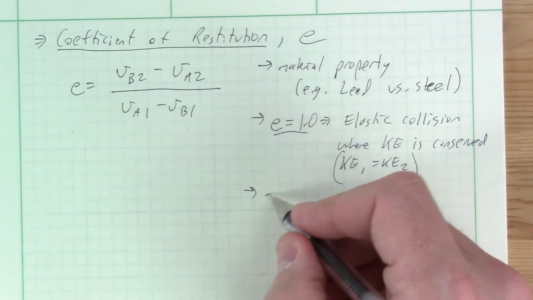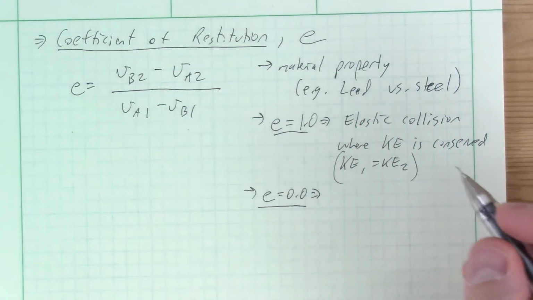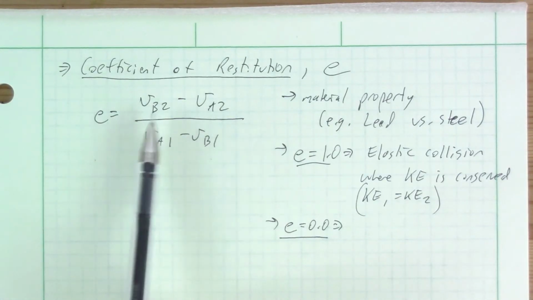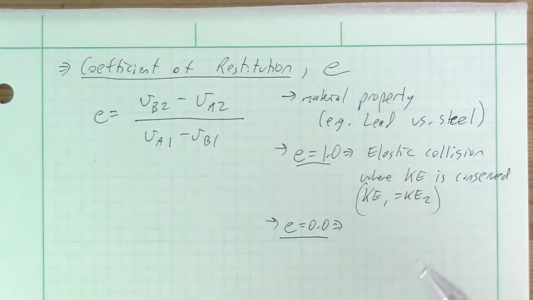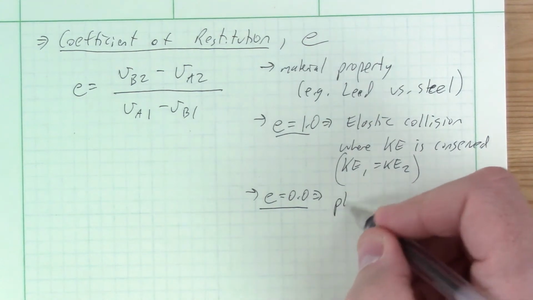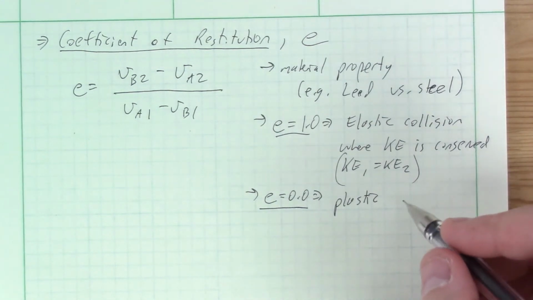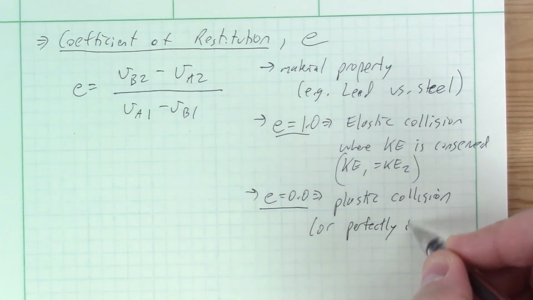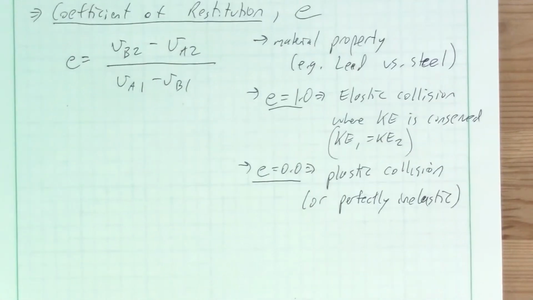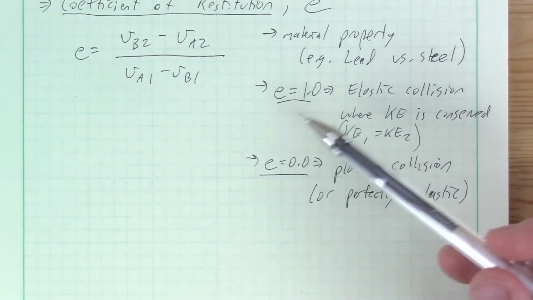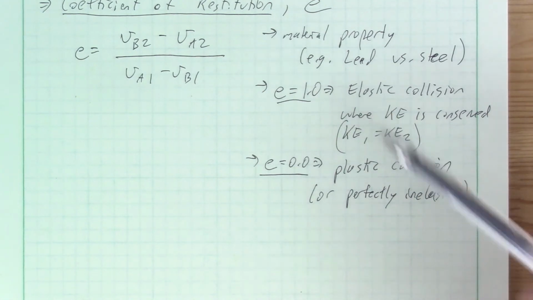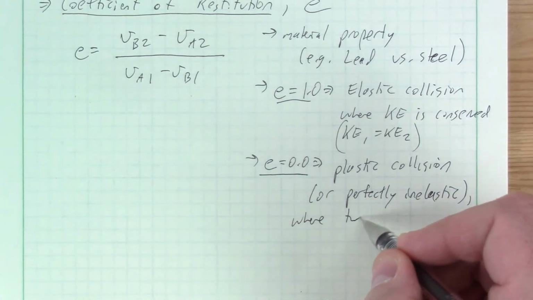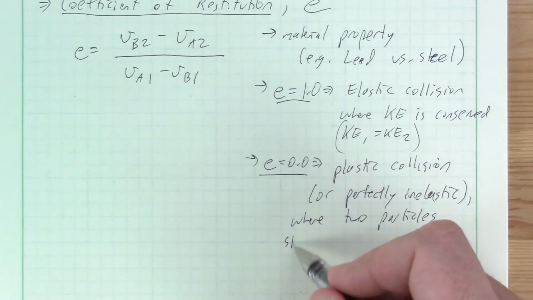The other extreme is when e is 0, and this is the case where we're maximizing the kinetic energy loss. What we're basically saying is there's no difference in the velocities in the final state, so that's the way to minimize the kinetic energy in the final scenario. We call this a plastic collision. I always remember calling it perfectly inelastic, which is a fine way to categorize these. Inelastic just means not elastic, so anything but a coefficient of restitution of 1 is going to be inelastic, but if we drive it all the way down to 0, that's perfectly inelastic. This is a scenario where the two particles stick together in the final state.